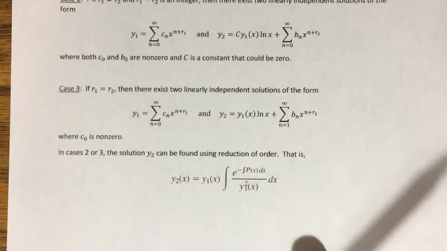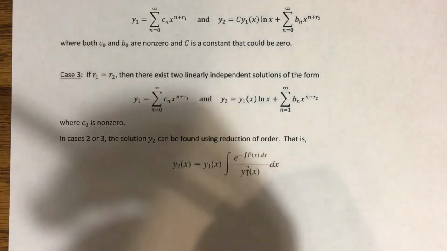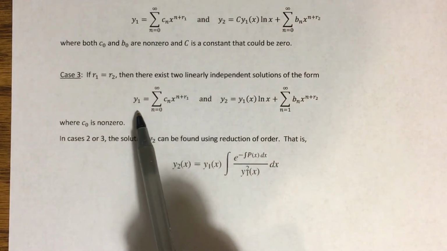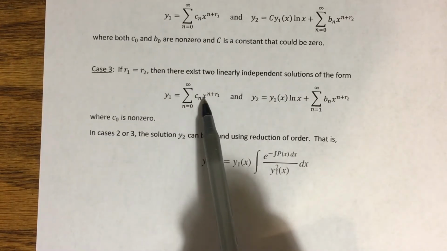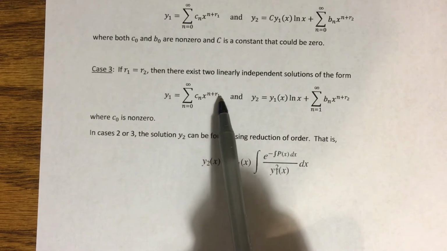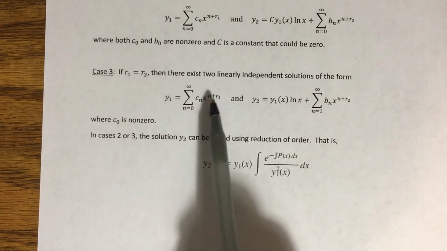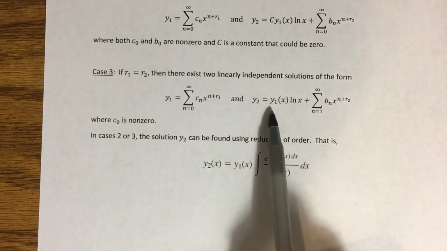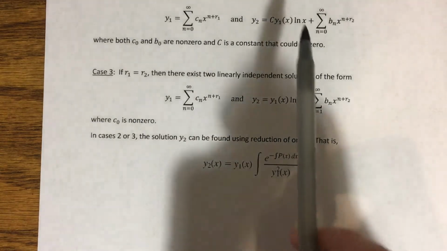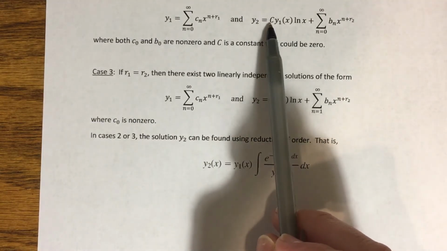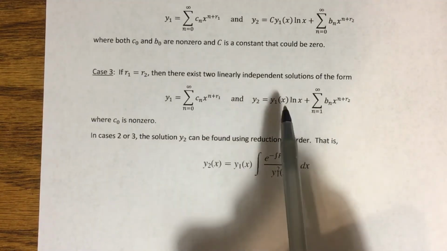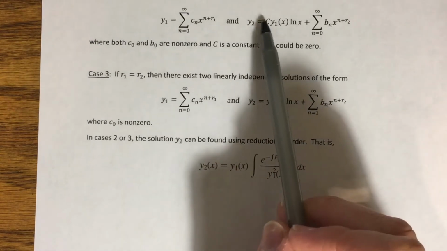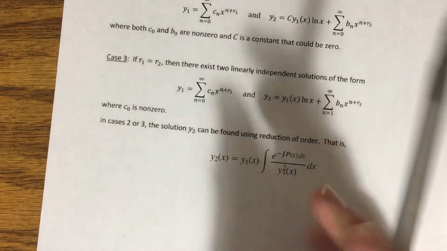If R1 and R2 are equal, which means you only have one actual root in that indicial equation, then Frobenius' method will give you this series, x to the n plus r1. I could easily replace that r1 with r2 since they're equal, but you get the idea. And then you'll get a second solution that will take a form very similar to what we have up here, but we lose that capital C. And because of that, there's no chance of this term becoming 0. This will always be present here, whereas here, if C is equal to 0, this term will disappear.